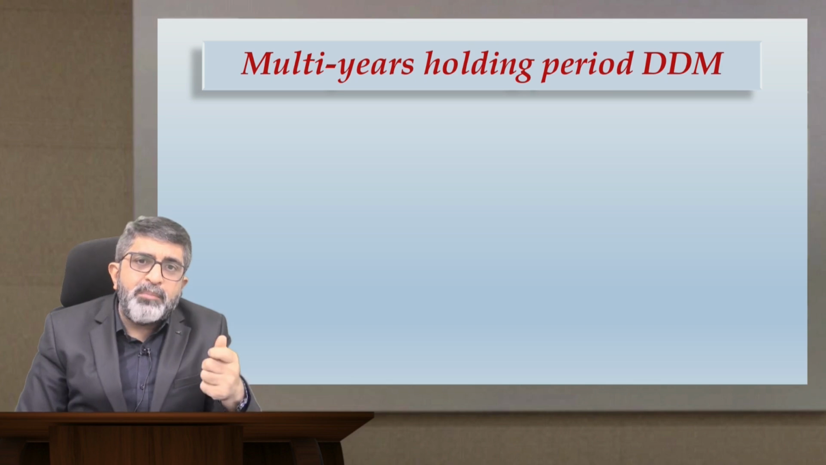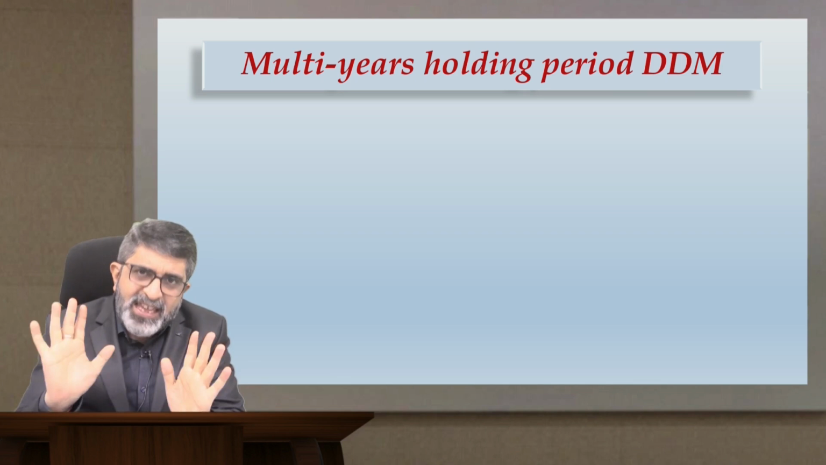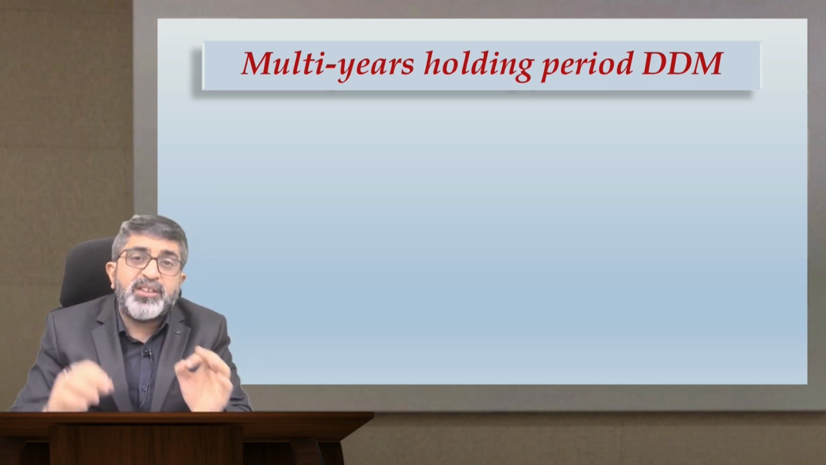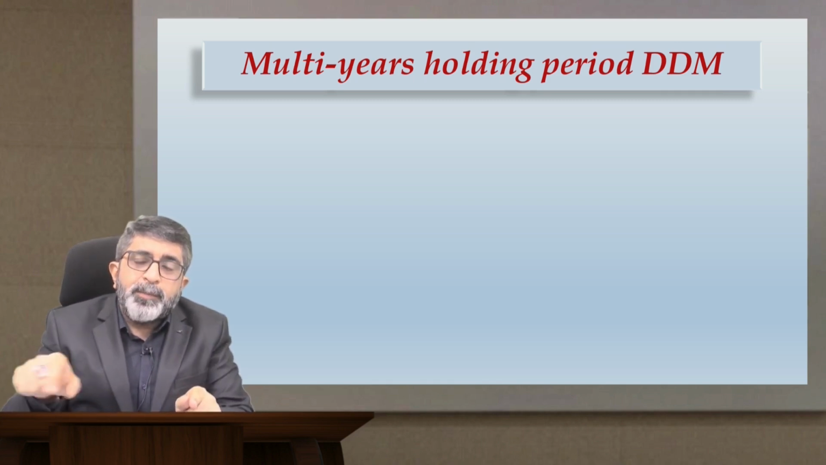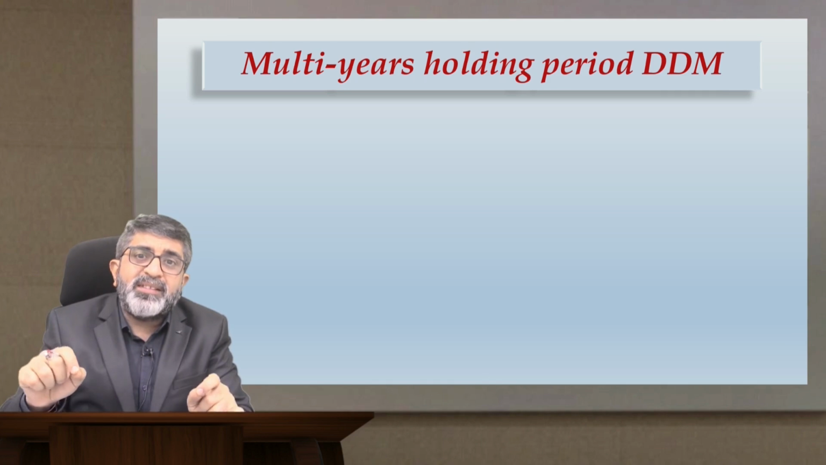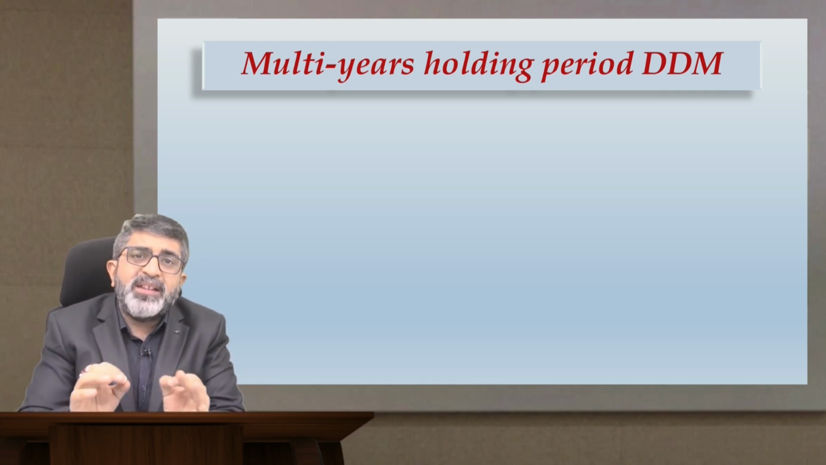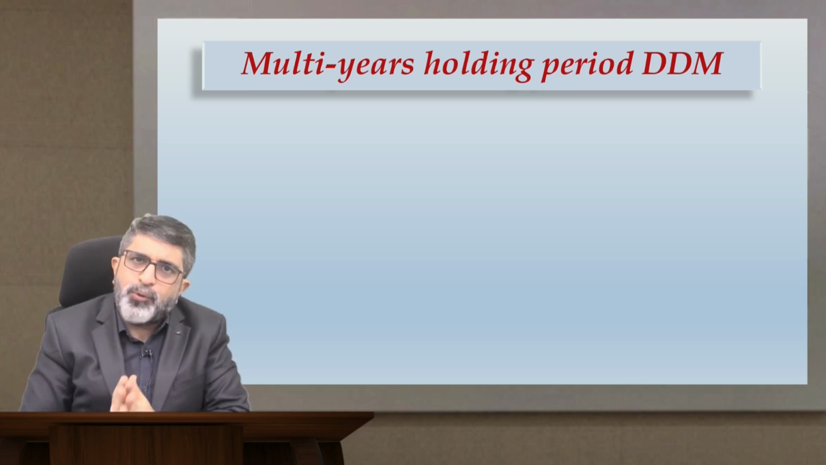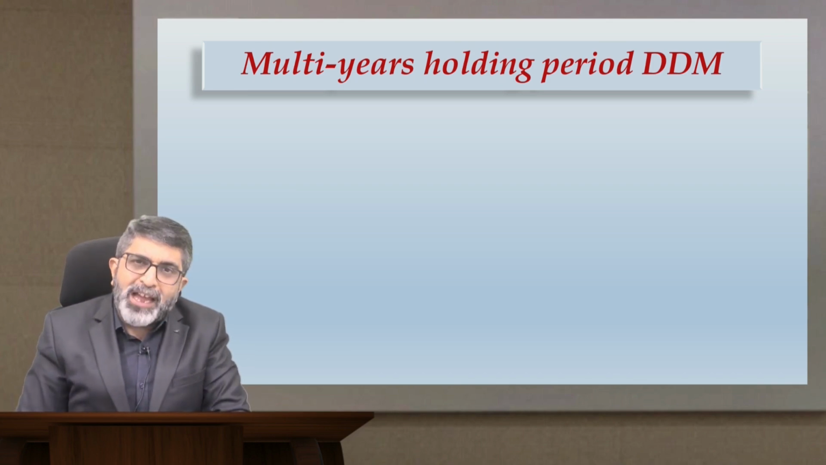So when you discount it by 1 year, it will be D1 divided by 1 plus KE. If it is D2 which has to be discounted by 2 years, it will be D2 divided by 1 plus KE the whole square. Then D3 divided by 1 plus KE the whole cube. D4 divided by 1 plus KE raised to 4. P4 divided by 1 plus KE raised to 4. That will be the present value of all these future cash flows.